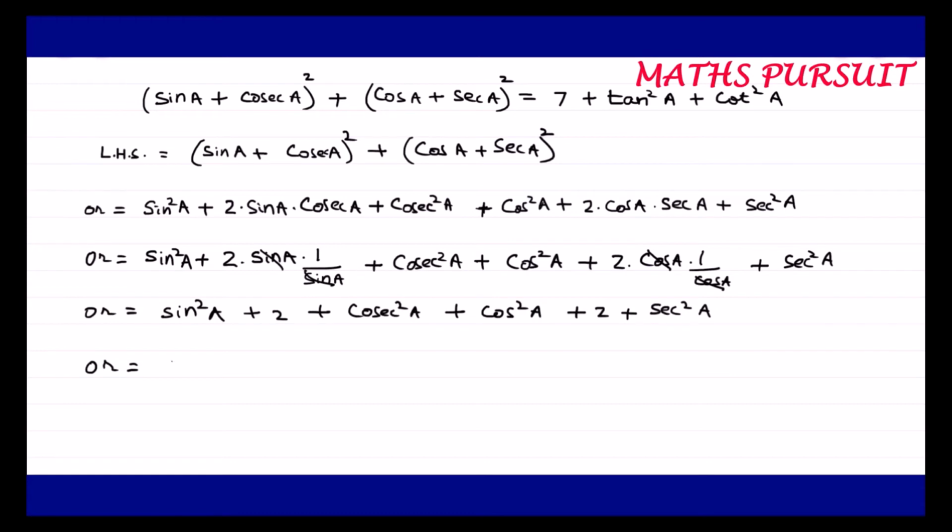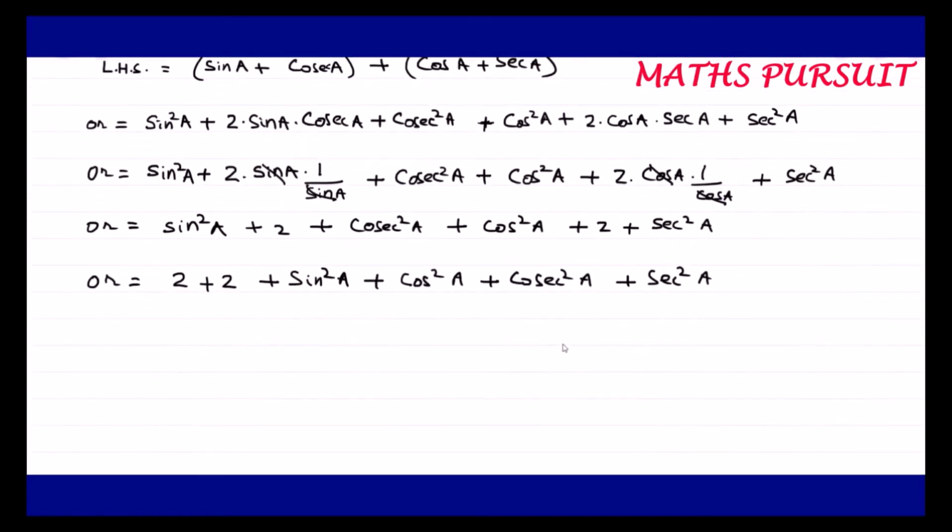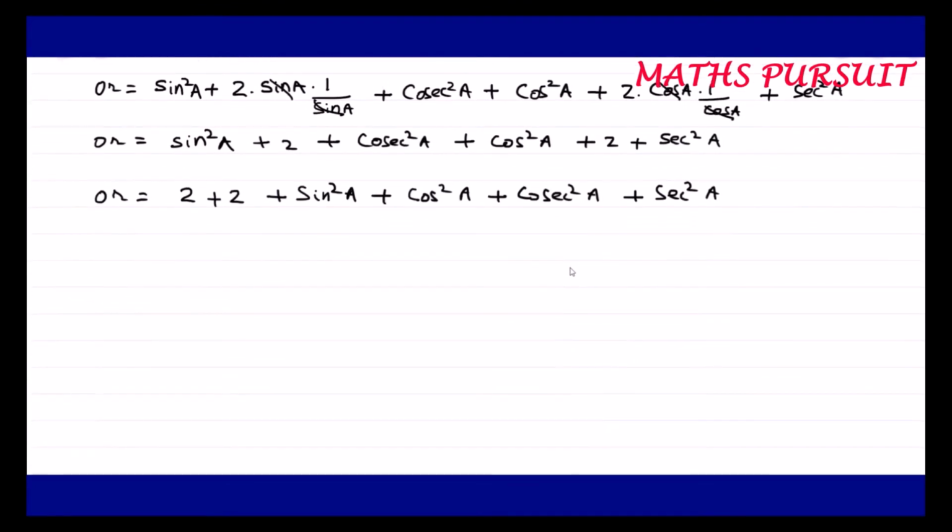So I can write 2 plus 2 plus sine square a plus cos square a plus cosec square a plus sec square a. That means, let me count it: 1, 2, 3, 4, 5, 6. Here also 1, 2, 3, 4, 5, 6. Why am I counting? So that I can make sure that I'm not leaving anything. If I leave anything, then we will end up getting no result.